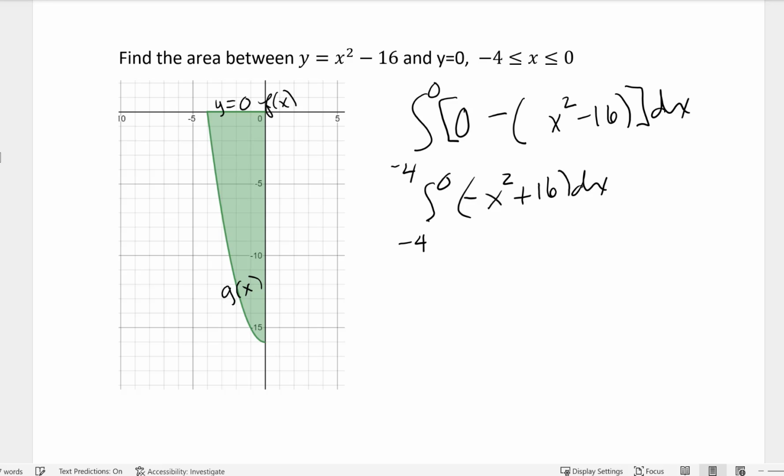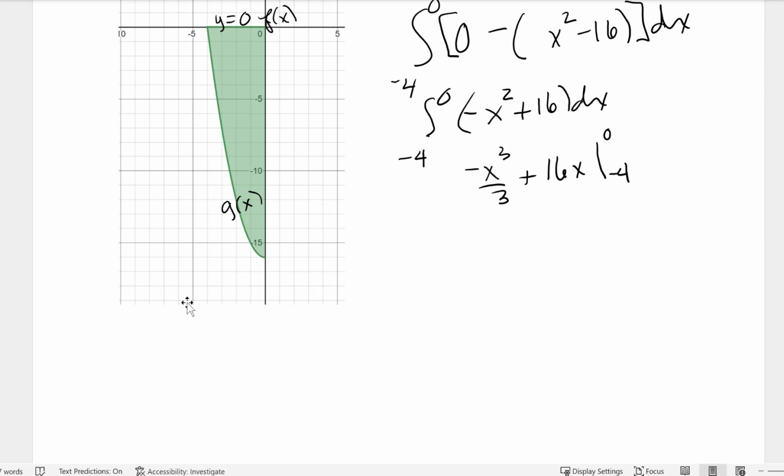So now I go to integrate. Again, power rule. So negative x cubed over 3 plus 16x, from negative 4 to 0. I need to plug in the 0. It's going to give me 0, but I'm still going to show it just so you see what's happening here. And then I subtract. Careful here, I have so many negatives. I have the negative for the two areas, and I have this negative for the x cubed.